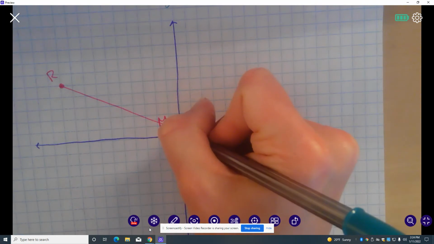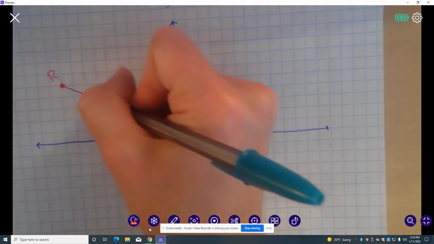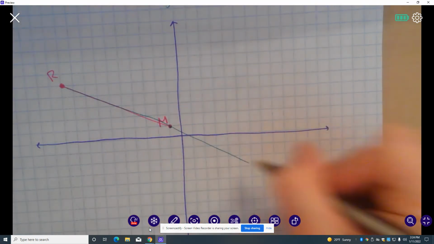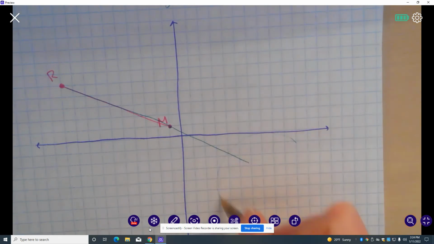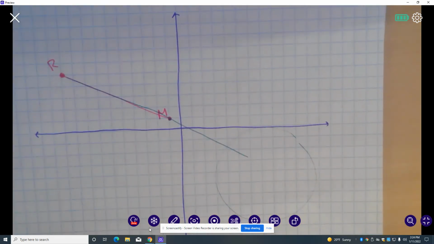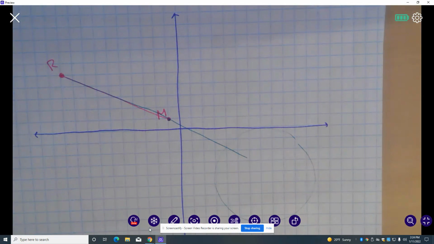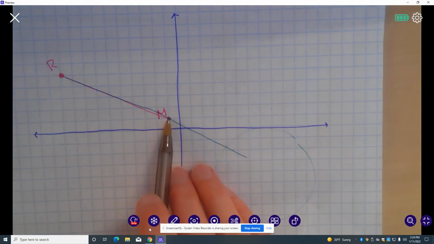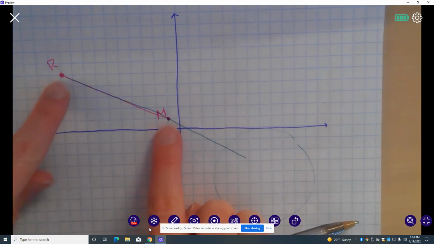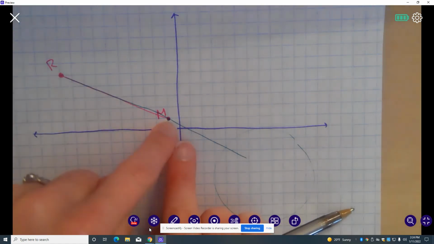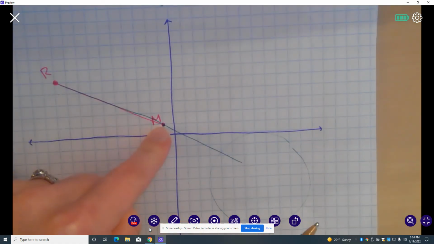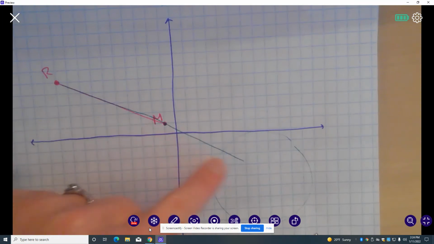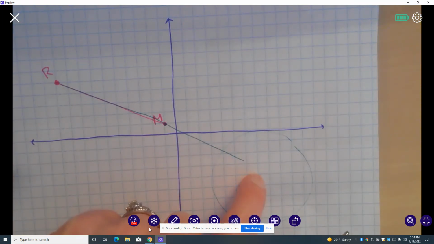Now, if M is in the middle, I know this is going to extend somewhere, and endpoint T is going to be somewhere in this area. We're trying to figure out where it's going to be. Now, since M is in the middle, what we can do is we can count from R to M, and then count that same distance and direction from M to find endpoint T.